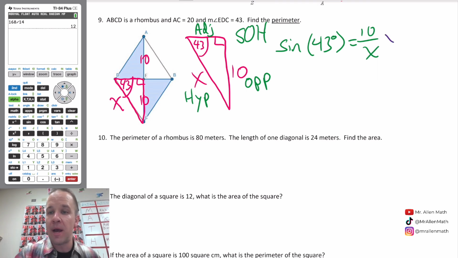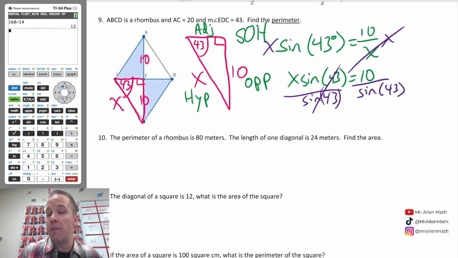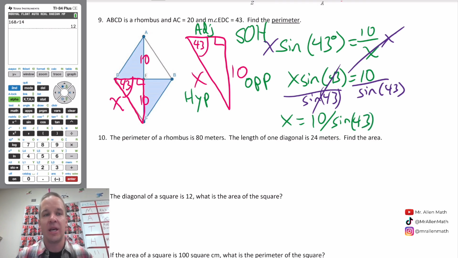Now I'm going to multiply by X on both sides first. That cancels that one out, right? Then I'll have X times the sine of 43 equals 10. Then I'm going to divide by sine of 43 on both sides. Sine of 43 is just a terrible looking decimal, so it's a number. So a number times X, I'm going to divide by that number to get X by itself. And now I have X equals 10 divided by sine of 43. I wrote it like that because that's how we're going to see it in our calculator.